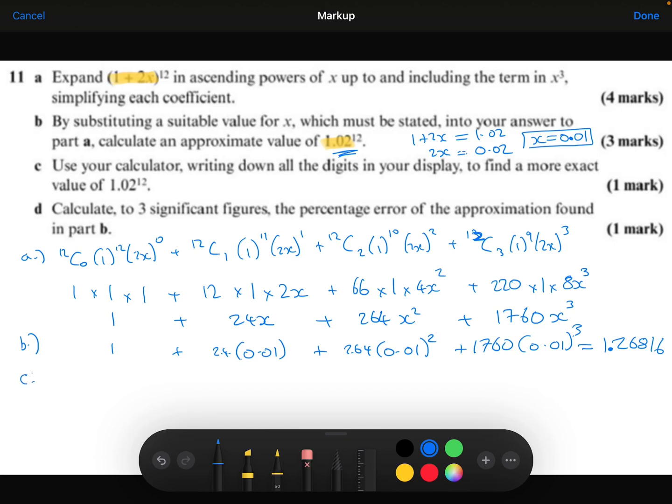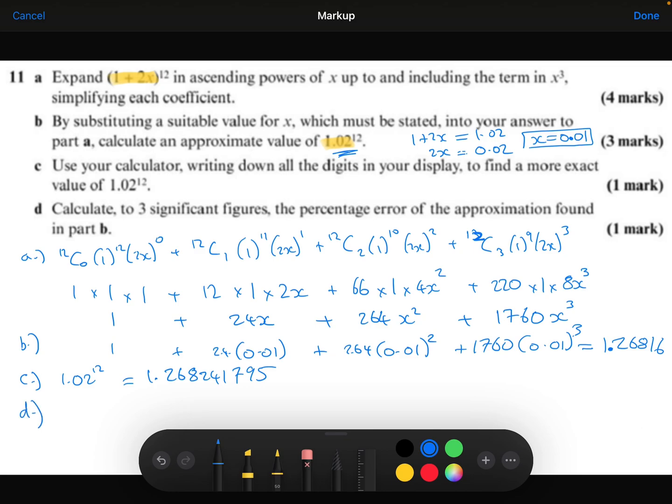Part C. Using your calculator, writing down all the digits on your display, find a more exact value of 1.02 to the power 12. So if I substitute that into my calculator, just 1.02 to the power 12, typing that in, that gives me the answer 1.268241795. So that is a more exact answer than my previous estimate.